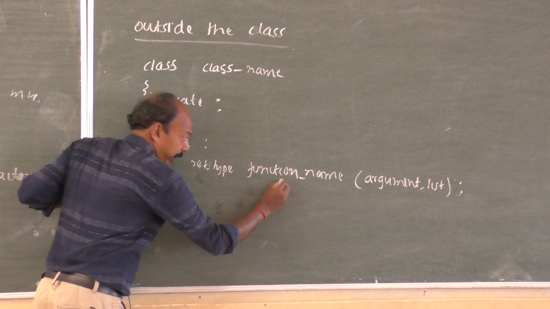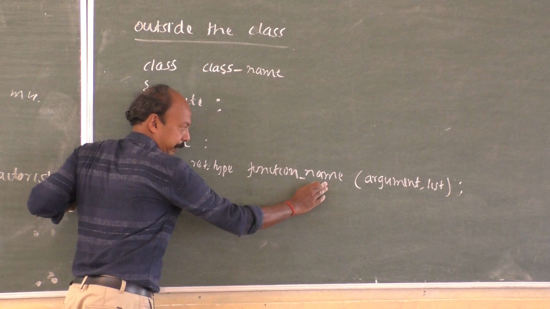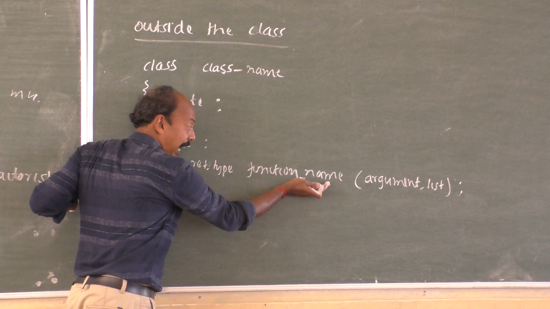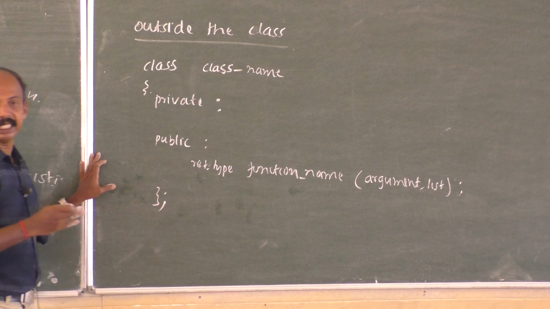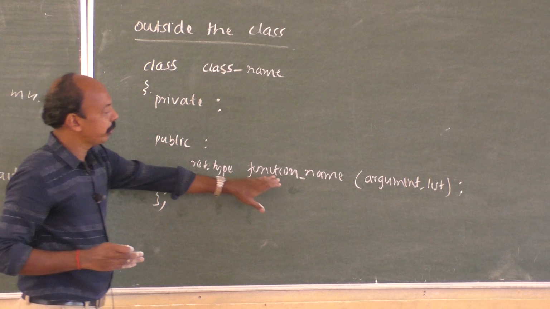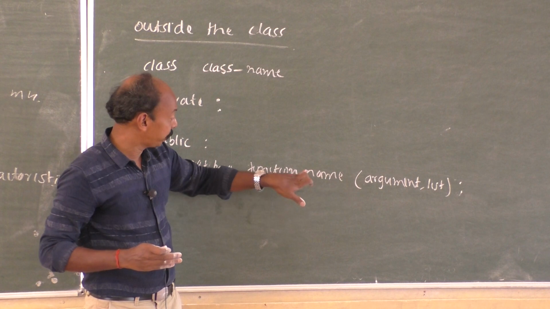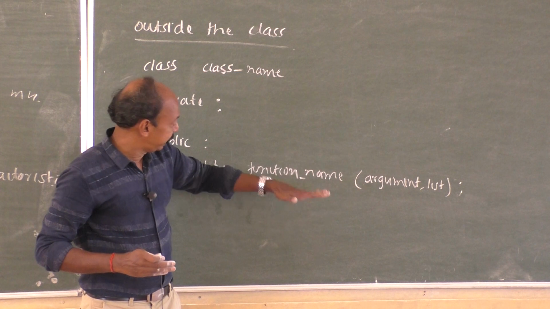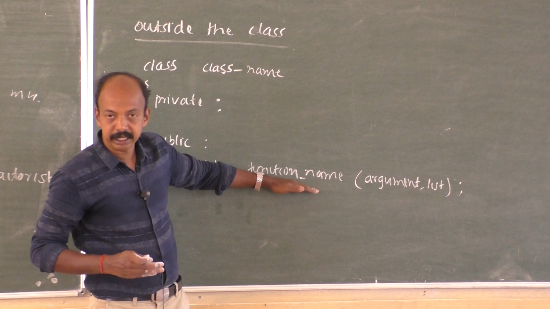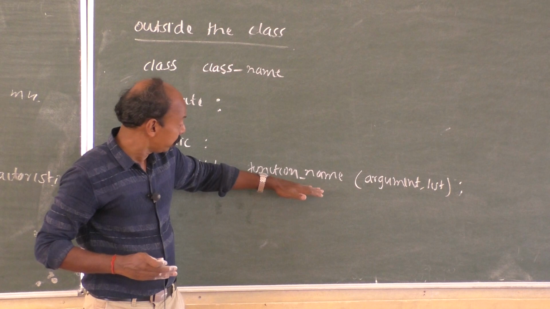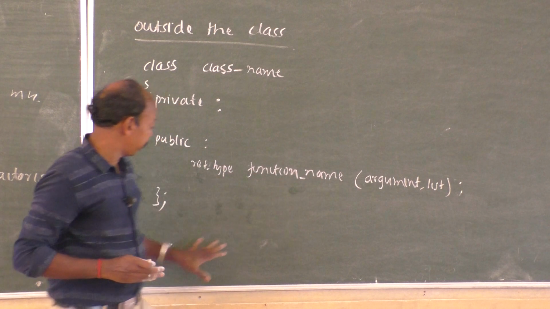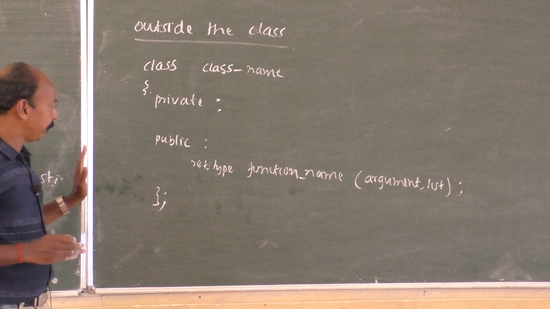Now, once we have written this much, this function has to have the statements inside it. Then where are we going to write this function? Of course, this function is there. Even the statements are there inside this function. But those statements will be written outside the class. How will it be?